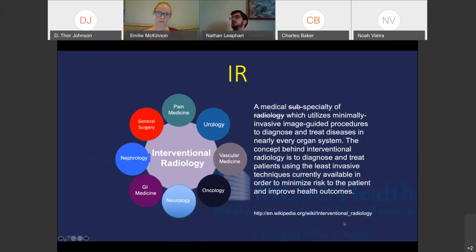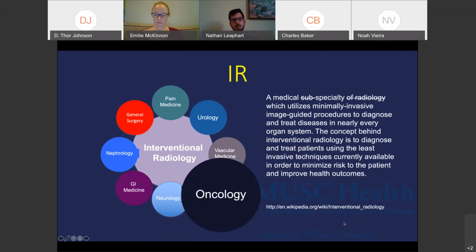So that may have implications in the future for how much you can cross over and do IR procedures as a general radiologist. But I will tell you, over the last 10 years, the most explosive growth in our specialty has been in the field of oncology. And that's sort of where this interventional oncology thing comes in.